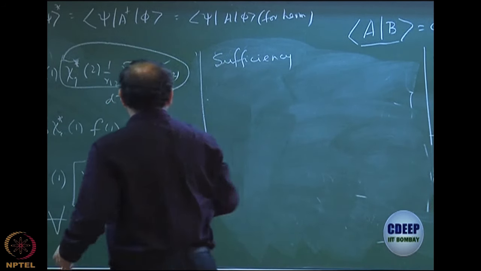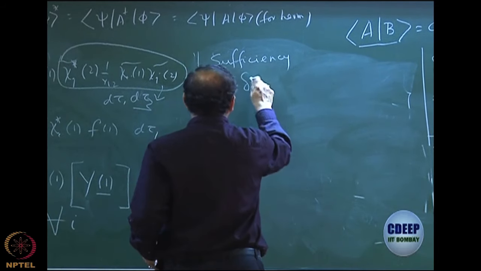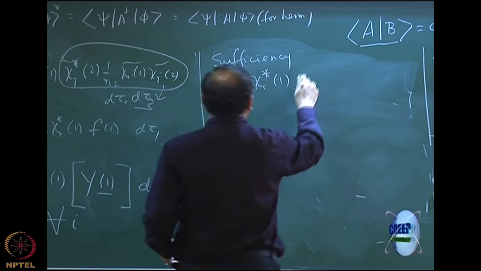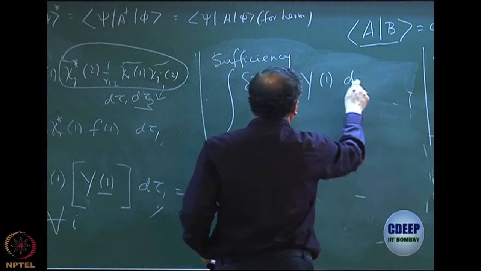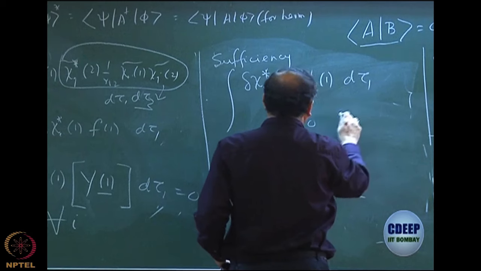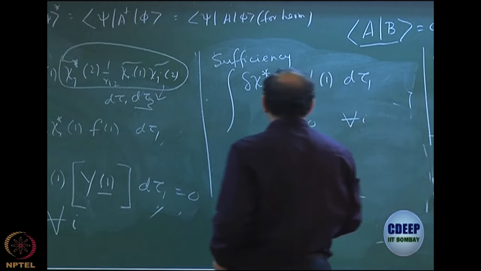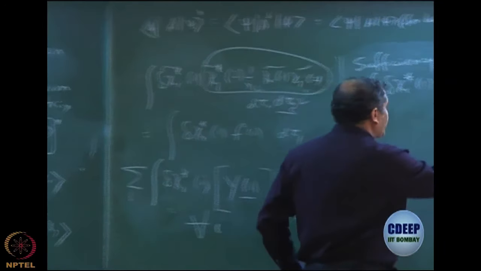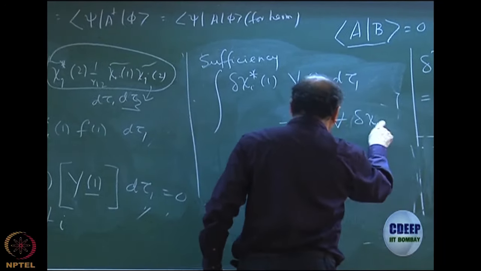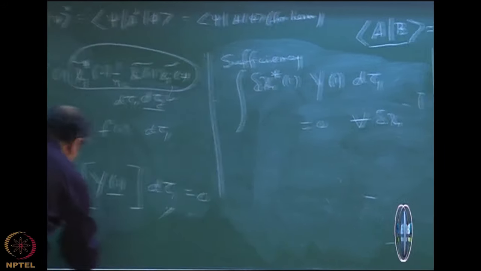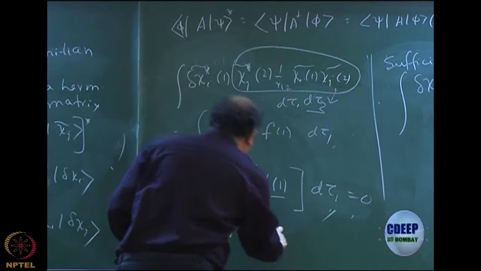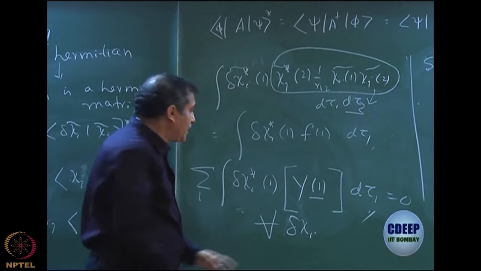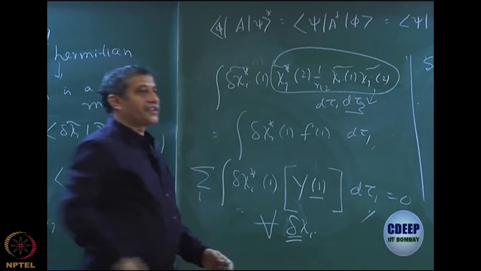So, I am going to say for the sufficiency condition that each delta chi I star 1 integral, of course, y of 1 beta 1 is 0 for each I, but this I am not going to sum. For each delta chi, all values of delta chi. Please correct it. Because when I have a sum over I, how can it be for each I? That is nonsense. What I mean is that for all arbitrary delta chi.